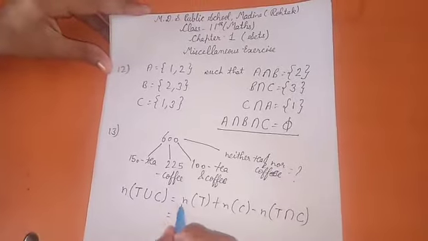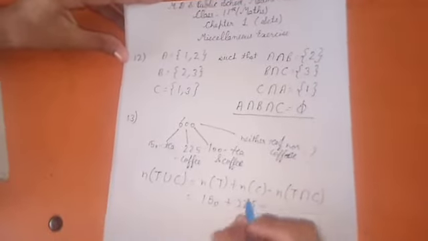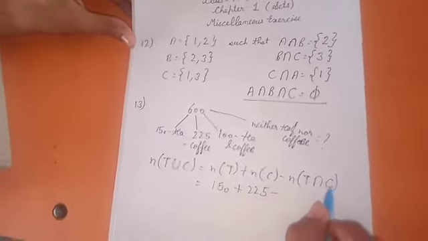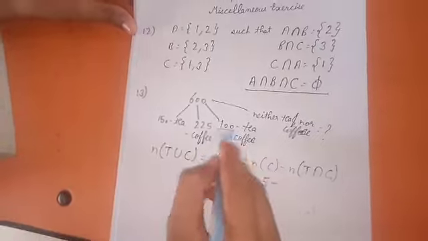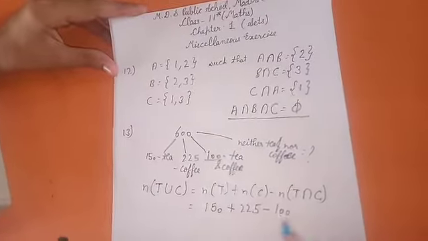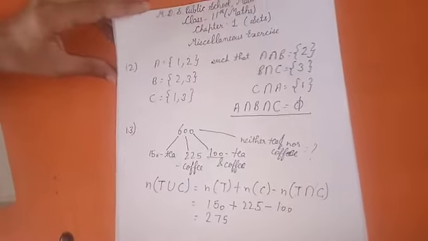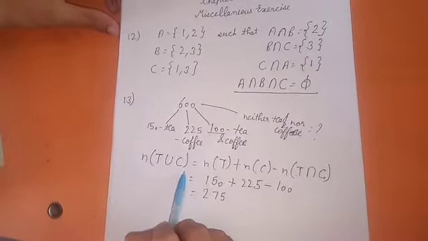Okay, this we are going to find. N of T given to us is 150 plus n of C is 225 minus n of T intersection C. T intersection C means those who take both tea as well as coffee, that are 100. So at last we will get 275. Means there were 275 students who took either tea or coffee.